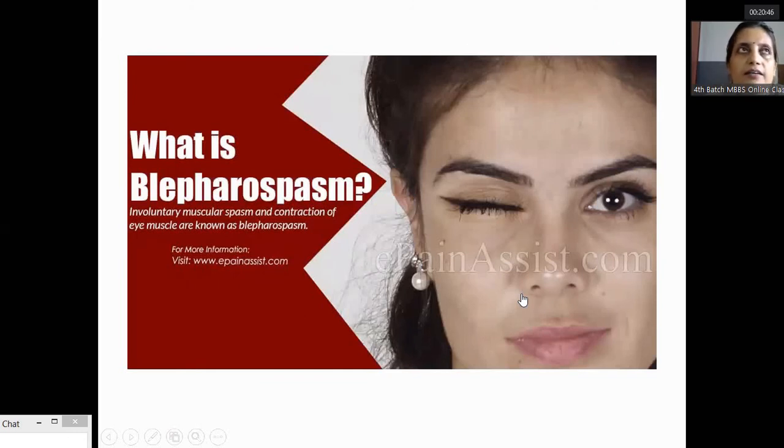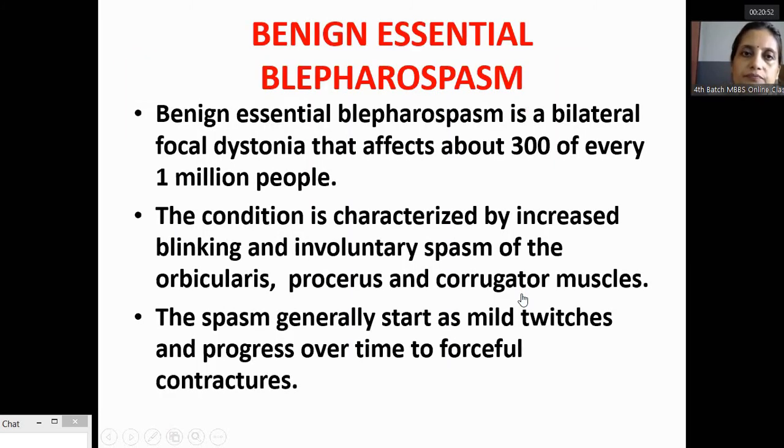You see the eye is healthy, but sometimes it looks closed. It's not a ptosis. Benign essential blepharospasm is a bilateral focal dystonia that affects about 300 of every 1 million people. The condition is characterized by increased blinking and involuntary spasm of the orbicularis oculi, procerus, and corrugator muscles. The spasm generally starts as a mild twitching and progresses over time to forceful contraction.